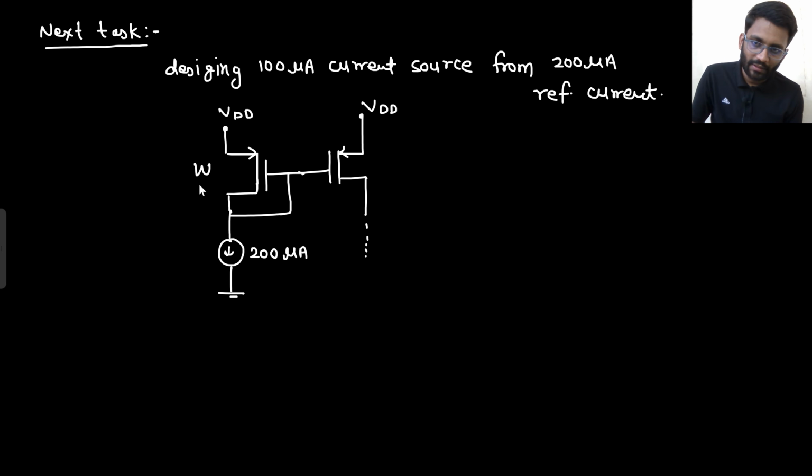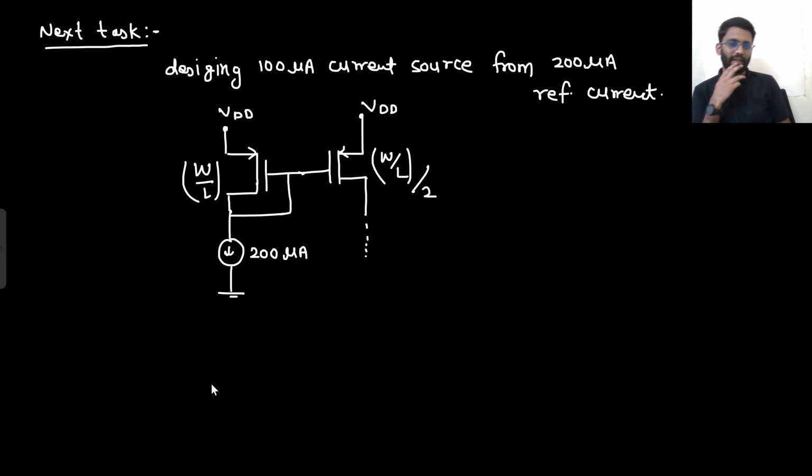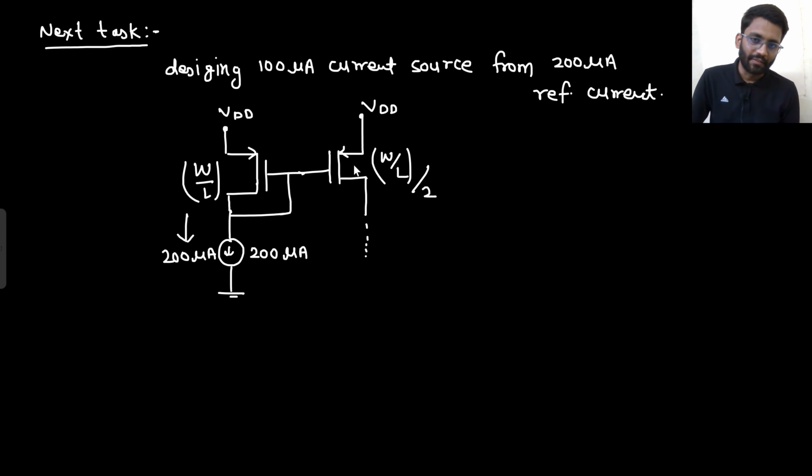Let's just say this has some W by L ratio. What should be the W by L ratio of this transistor? It should be half of this. Are you agreeing to my point? Because if this has 200 microampere current, and this has half of the W by L, then it will have 100 microampere current. Are you understanding this point or not?